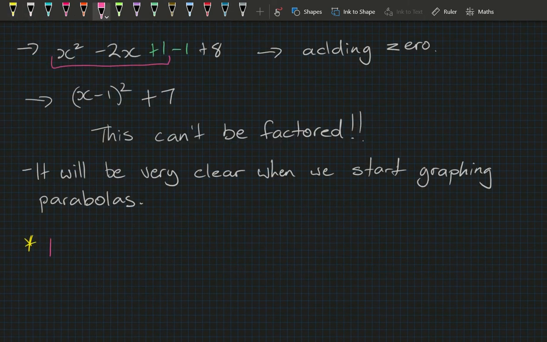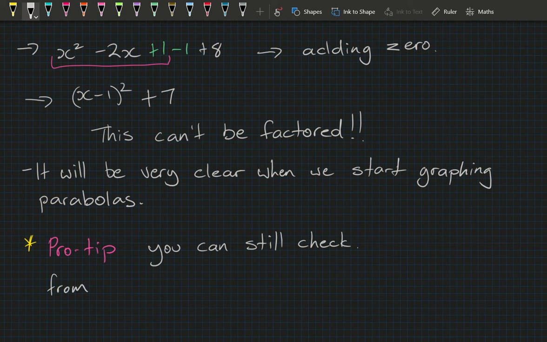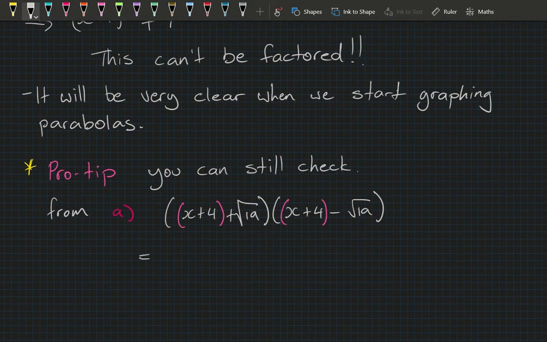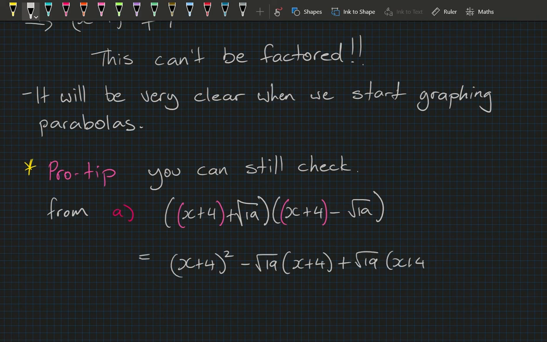Also, just want to add a pro tip now. You can still check your solutions when we've used a difference of perfect squares. Okay, so from A, we ended up with x plus 4 plus the square root of 19 times x plus 4 minus the square root of 19. And I just want to draw some brackets around the x plus 4s. And so we end up with x plus 4 all squared minus the square root of 19 times x plus 4 plus the square root of 19 times x plus 4 minus the square root of 19 all squared. Okay, that's just from FOIL.